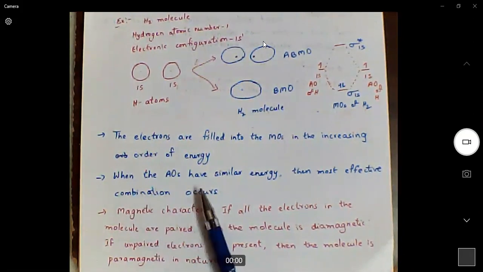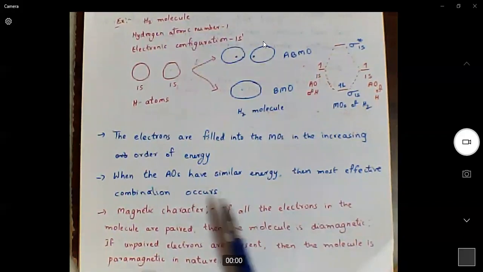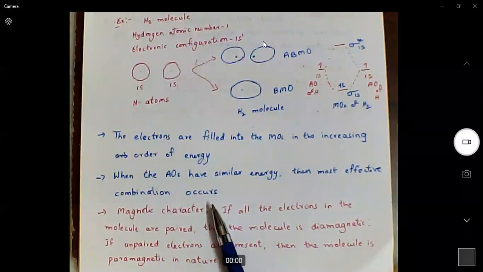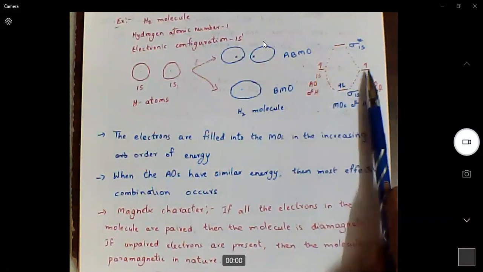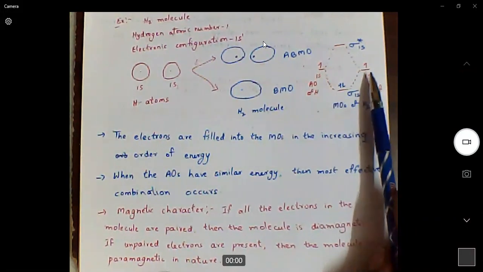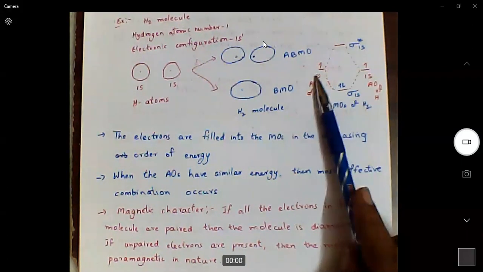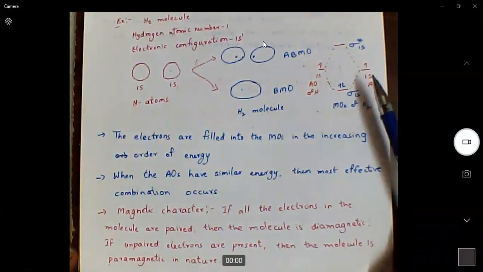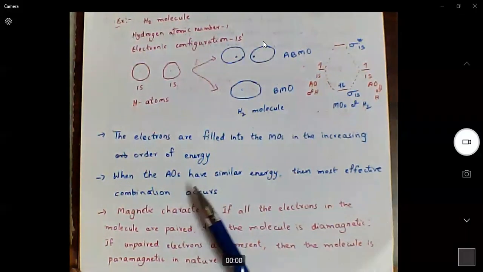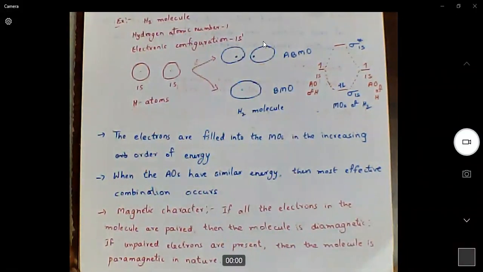Next, when the atomic orbitals have similar energy, then the most effective combination occurs. See, in this example, both are hydrogen atoms, both have the same energy. So here we can expect maximum overlap. If the involved orbitals have different energies, then the overlap may not be maximum. Okay, so that is why when AOs have similar energy, the most effective combination occurs.